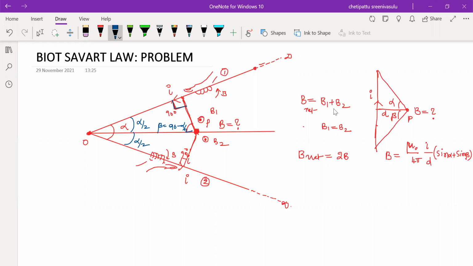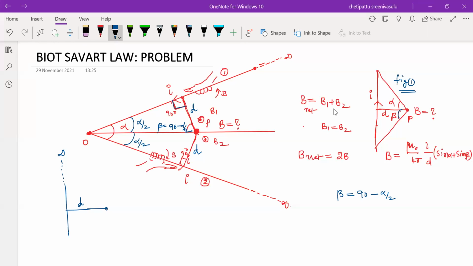You look at this diagram. This is figure 1, you assume. In figure 1 you look at here, beta equals 90 minus alpha by 2. But alpha value, how to take? This conductor, first conductor, how does it look like? The first conductor looks like this. This is an infinite conductor. So this is a perpendicular distance. Perpendicular distance we are assuming as D. This also we assume as D.